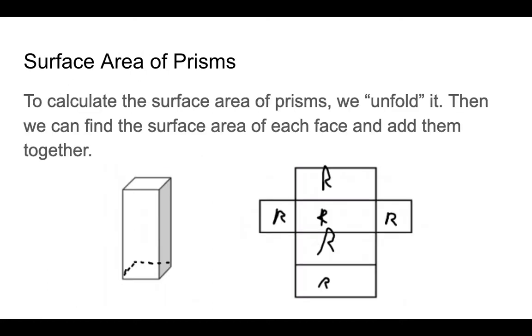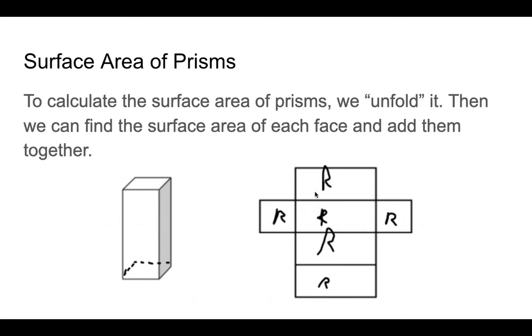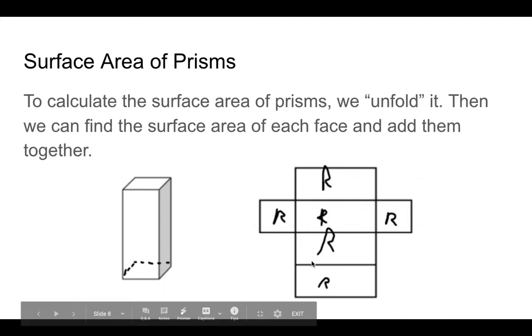So let's take a look at surface area. To find the surface area, you know how to do this. You're going to unfold the prism, and then we find the surface area of each face and add them together. So for example, if we have a rectangular prism like this and we unfold it, this is called a net.